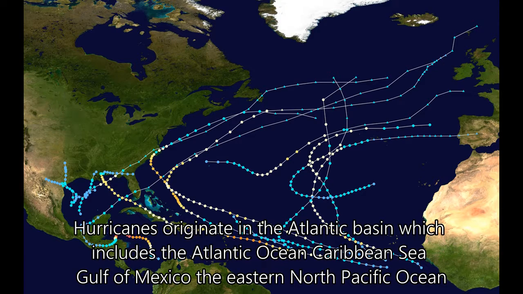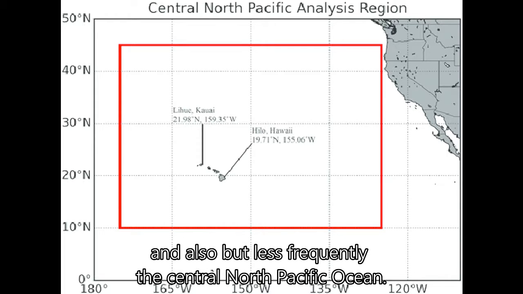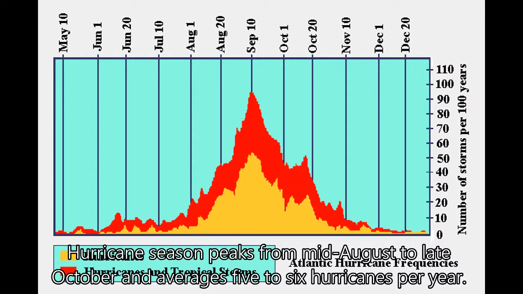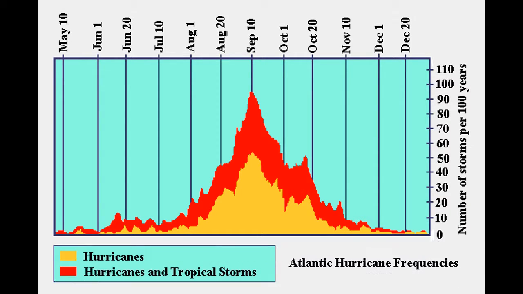Hurricanes originate in the Atlantic Basin, which includes the Atlantic Ocean, Caribbean Sea, Gulf of Mexico, Eastern North Pacific Ocean, but less frequently, the Central North Pacific Ocean. Hurricane season peaks from mid-August to late October and averages 5 to 6 hurricanes per year.